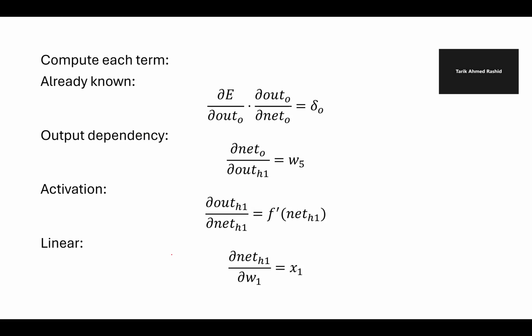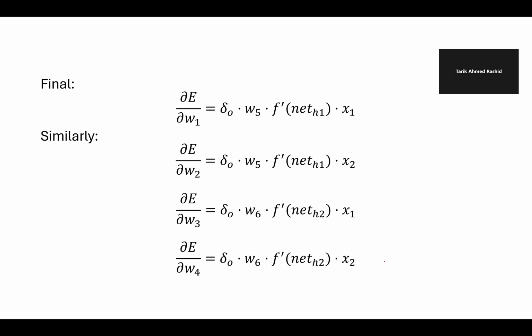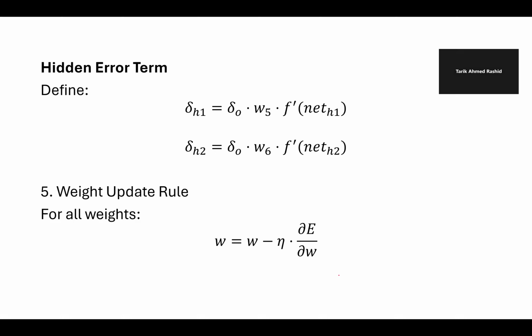Here we have the delta that we already know from the output, and here we have ∂net/∂H, which is only W5, and here we have ∂net over ∂W, which is only X. That is how we find all the weights between the input and hidden layers. Then we update the weights: this new change plus the old weight gives the new weight.